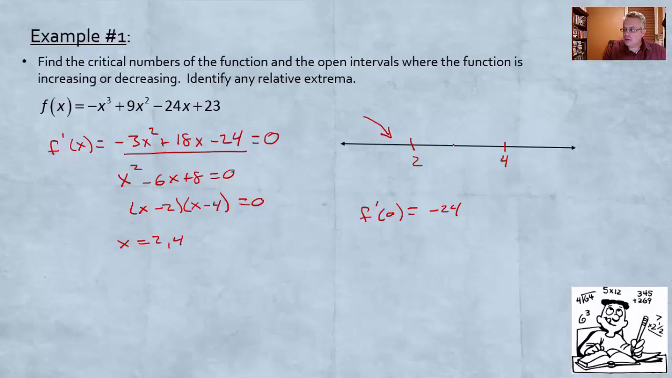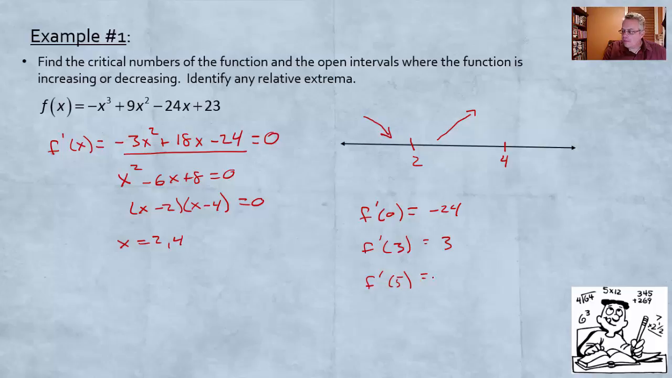Then I'm going to test a point in here. I picked x equals 3. So f prime of 3, if you put that in, is equal to 3. So the derivative is positive, so the function's increasing there. And for the last interval, I picked 5.